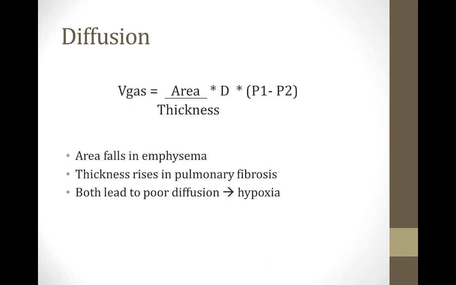And we can write this in an equation by saying that the rate of gaseous diffusion is equal to the area divided by the thickness times a constant d times the pressure difference.